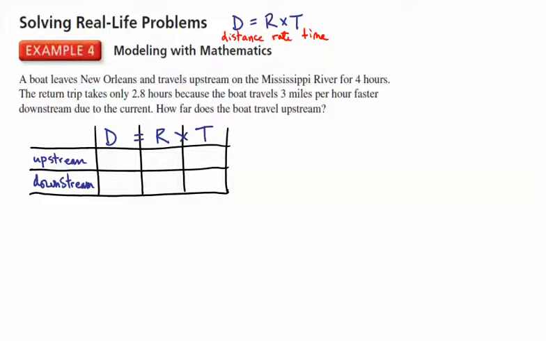So it says that the boat leaves New Orleans traveling upstream, so we're working on the first row, for 4 hours. All right, so we'll put in 4 hours under time. The return trip takes only 2.8 hours, so coming downstream is 2.8 hours. Because the boat travels 3 miles per hour faster downstream due to the current, we don't know what the rate is going upstream, but we do know that the rate is 3 miles an hour faster coming downstream.